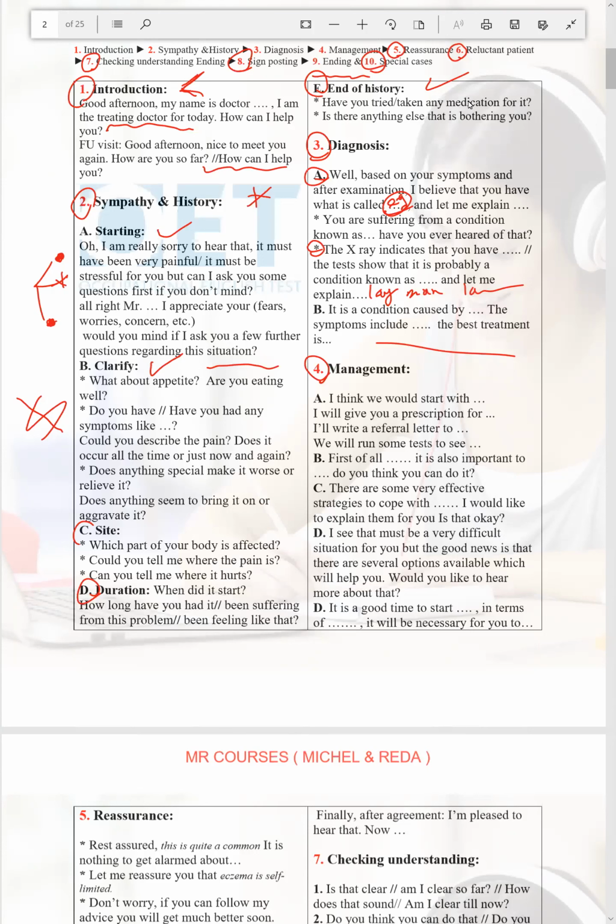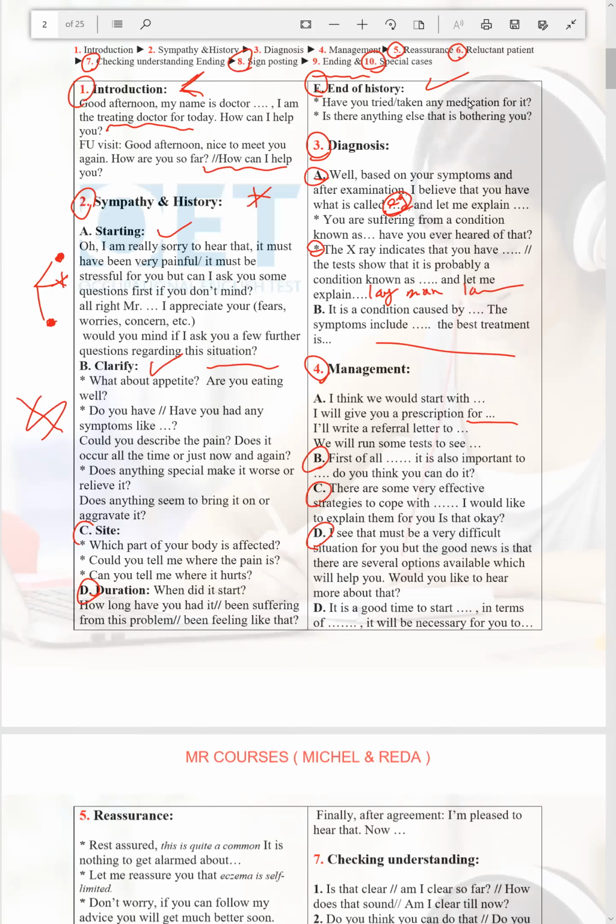Okay. Management. I think we should start with. We could start with. I will give you a prescription for whatever. It will be like this. First of all, it's important. It's a good idea. What do you think? Do you think you can do it? Is it easy to do it? Is it easy for you? Is it accessible for you?